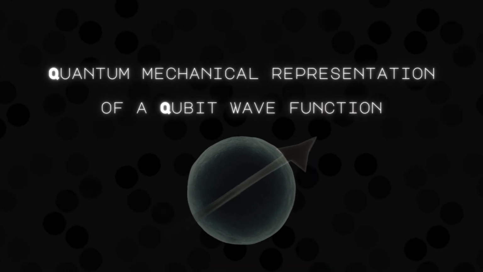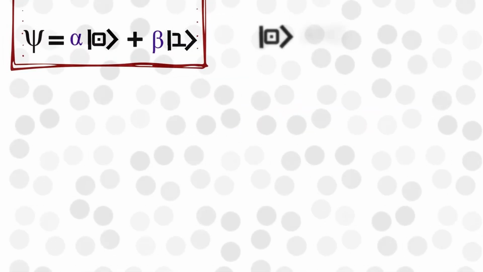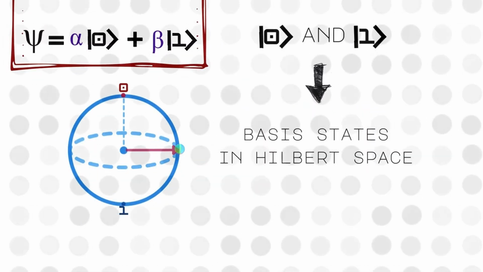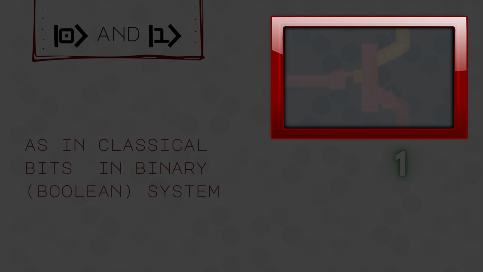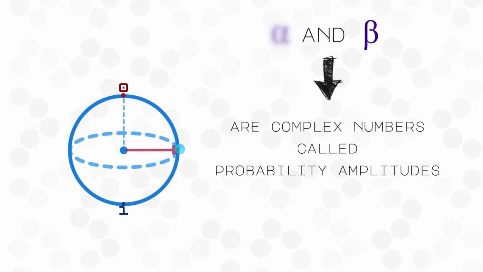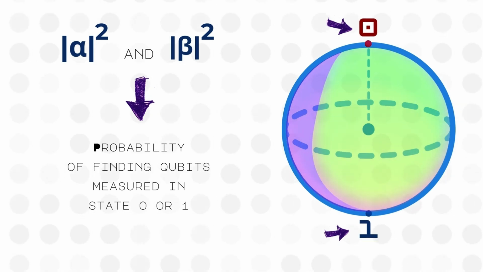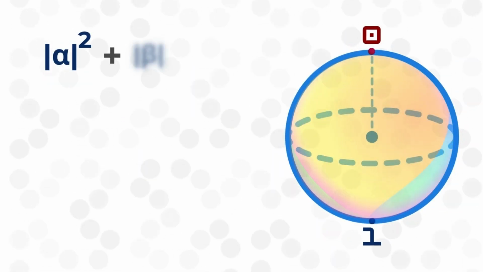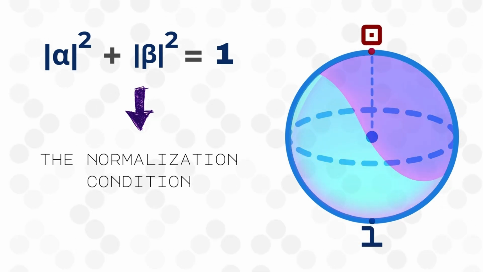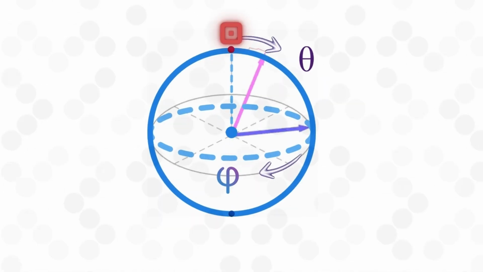Quantum mechanically, the wave function psi is equal to alpha times state 0 plus beta times state 1. Here 0 and 1 are the basis states in two-dimensional Hilbert space. These states are analogous to the binary states in classical bits. Alpha and beta are complex numbers called probability amplitudes, and their squared magnitudes give the probabilities of the qubit being measured in state 0 or 1 respectively. The normalization condition, alpha squared plus beta squared equals unity, must always hold. This superposition allows a qubit to encode information that spans the space between states 0 and 1, which is fundamentally different from classical computing.